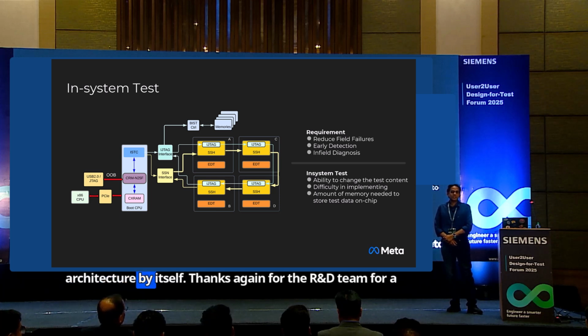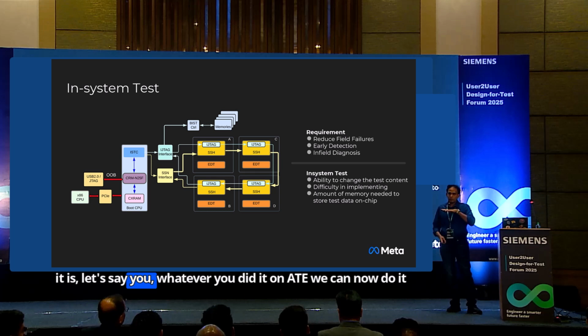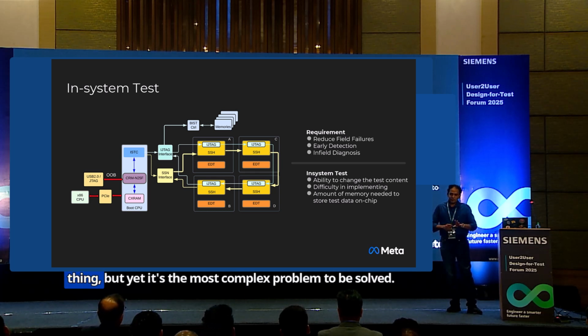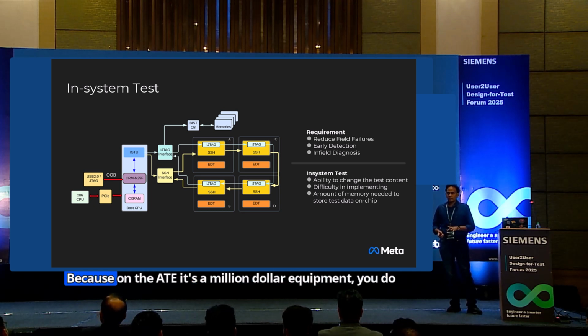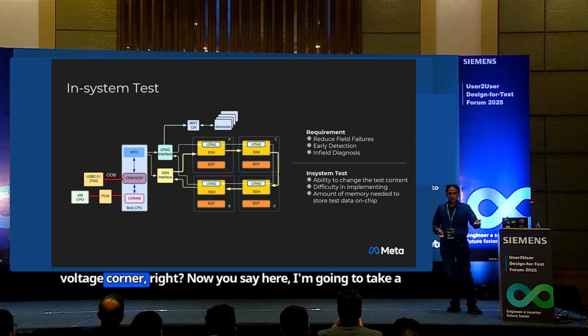This is a very complex architecture by itself. Thanks again to the R&D team for a close collaboration to achieve this. So what we were able to do is, whatever you did on ATE, we can now do in production. That's the simplest thing to say, but yet it's the most complex problem to be solved. Because the ATE is $1 million equipment. You do shmoo plots. You figure out which part is failing for which voltage corners, right?